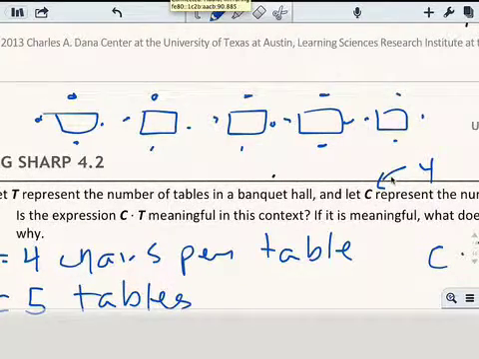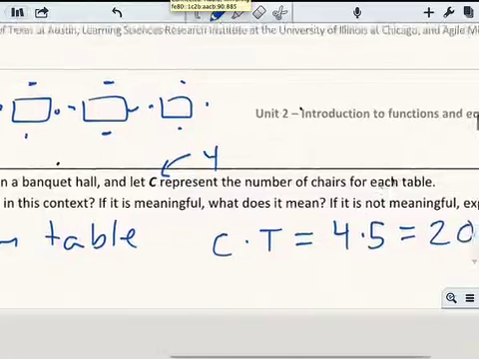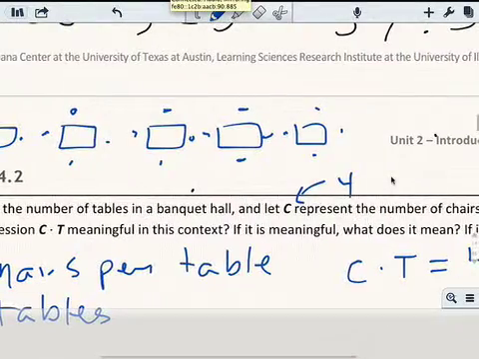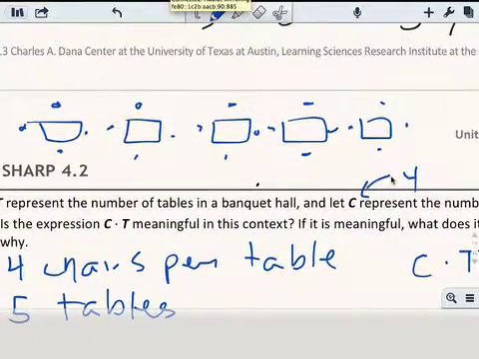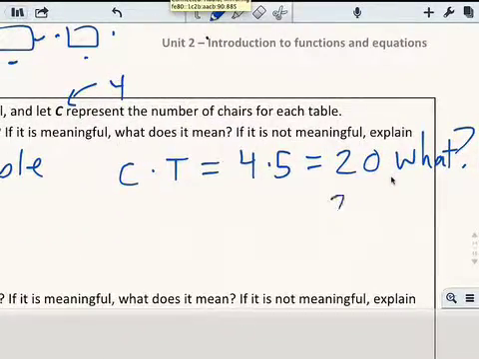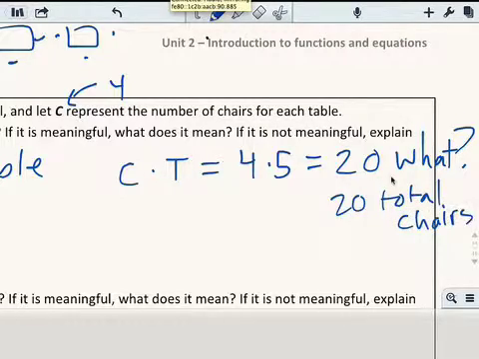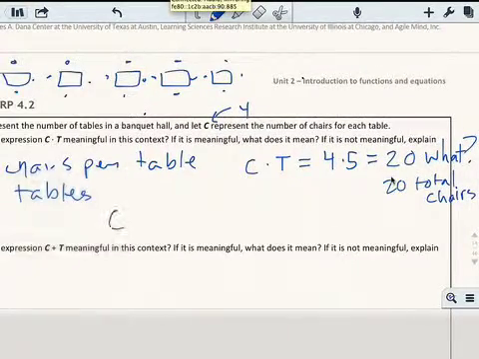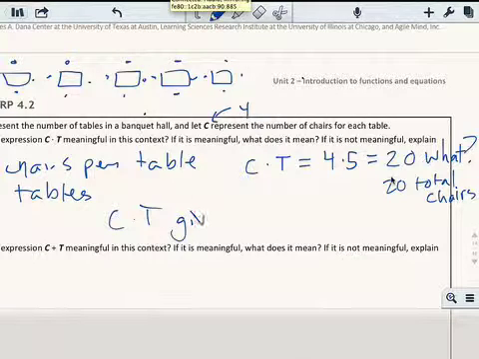And the question is, does the number 20 that I got when I did 4 times 5 represent anything? If I look closely here, there are 1, 2, 3, 4, 5, 6, 7, 8, 9, 10, 11, 12, 13, 14, 15, 16, 17, 18, 19, 20 total chairs. And so the answer is 20 what? 20 total chairs. So if you multiply C times T, it gives the total number of chairs.